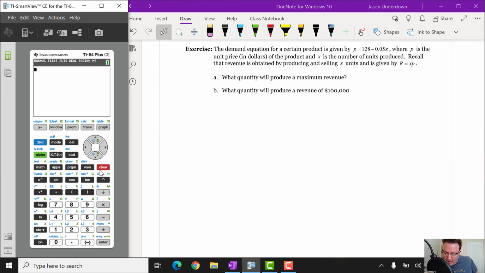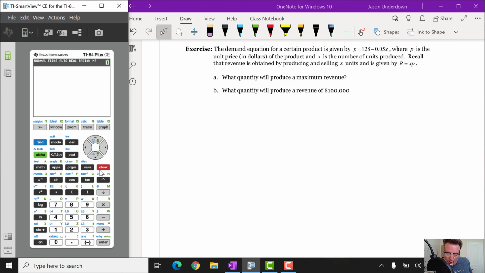The demand equation for a certain product is given by P is equal to 128 minus 0.05x, where P is the unit price in dollars of the product and x is the number of units produced. Recall that revenue is obtained by producing and selling x units and is given by R is equal to x times P, where here P is price. The number of units you produce and sell times the price per unit.